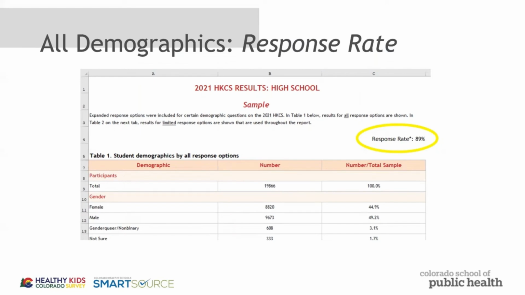While you're here on the All Demographics tab, you can review the results for the expanded response options for all demographic categories. This tab is slightly different than the next tab, Reported Demographics, which shows the consolidated demographic response options used throughout the rest of the report. We encourage you to read the explanation at the top of each demographics tab so you'll understand the difference between them.